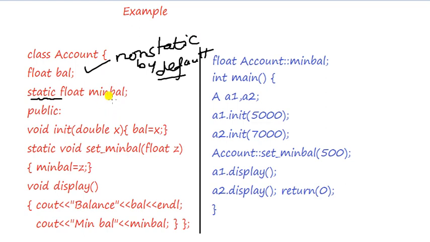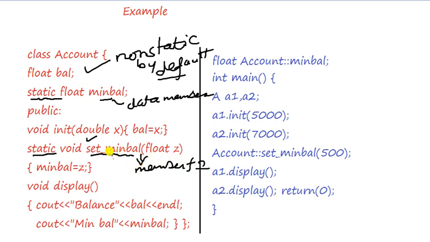Then the static data, for manipulating static data, you can use a static method. Say here I am setting minimum balance using set min balance. Set min balance is a method, a function. Using this I am manipulating. So you can have a static data member, this is a data member. We call this data also, and this is a member function, a static member function. So this way you can define a static method also.